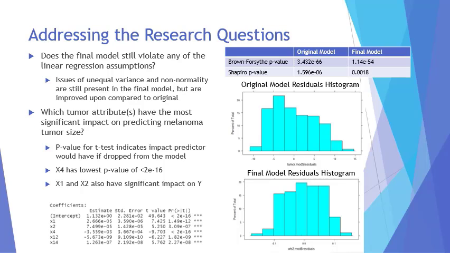In terms of the final question, the summary table of the final model shown on the bottom left contains the p-values for the t-tests of each predictor, which provides some indication of the impact each predictor has on the model. These t-tests evaluate the impact that dropping each predictor would have on the model. Based on the p-values, x4 has the lowest p-value of less than 2 to the negative 16th power, indicating that it has the most significant impact if dropped from the model. However, x1 and x2 also appear to have a significant impact on y based on their p-values.